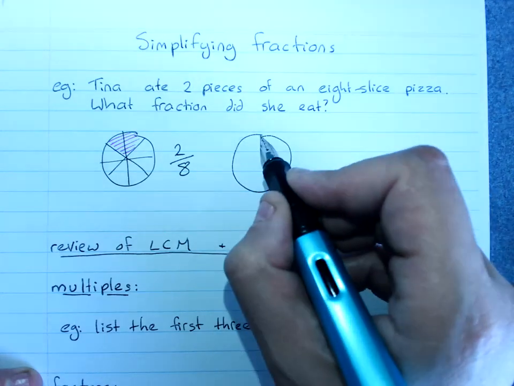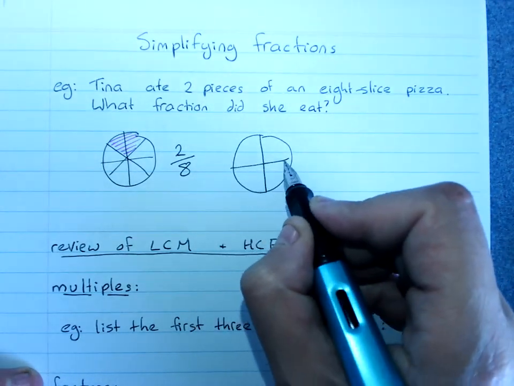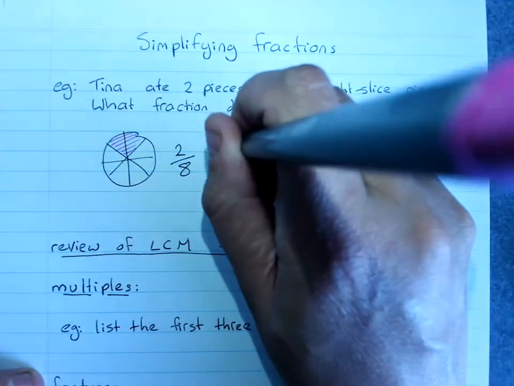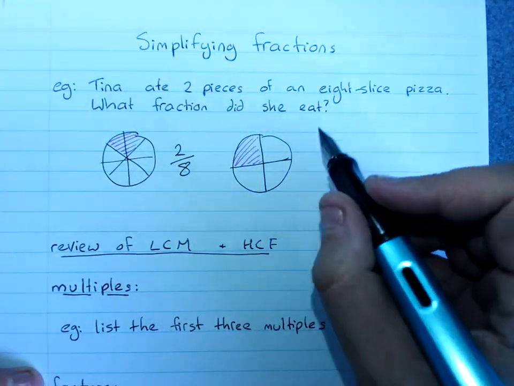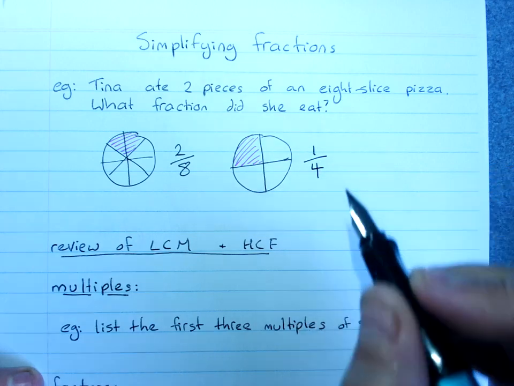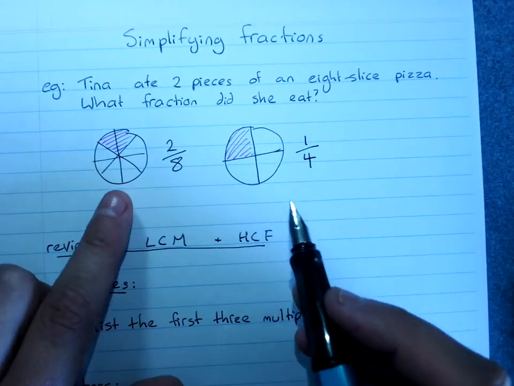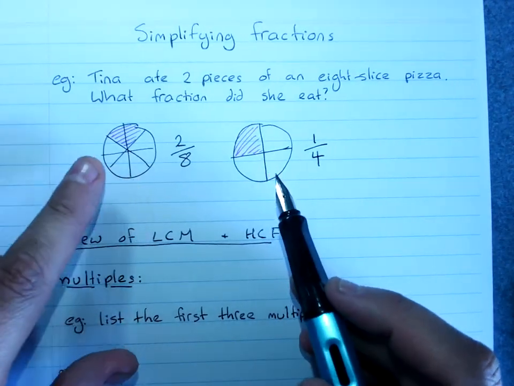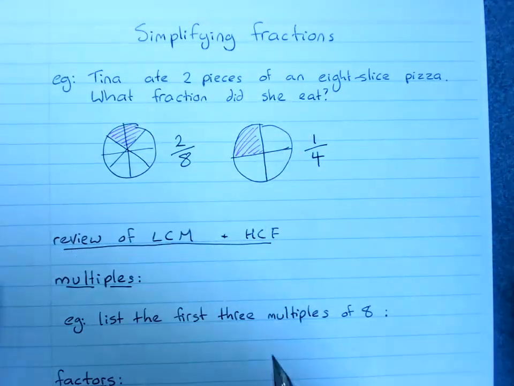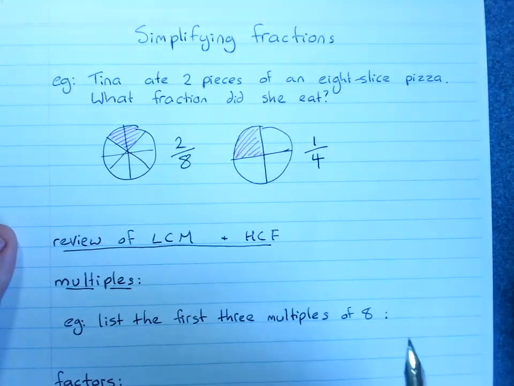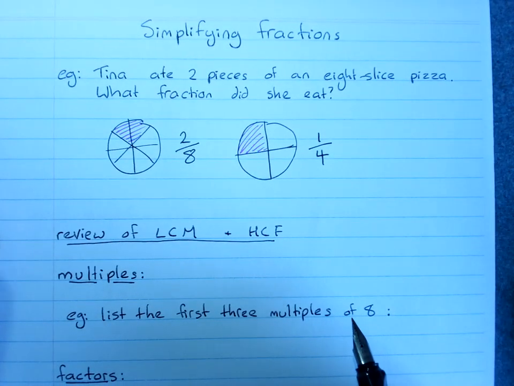But if we'd only cut the pizza up into 4 slices and she'd eaten the same amount, she's only eaten 1 slice out of 4. But they are exactly the same amount that she's consumed. 2 over 8 is the same as 1 over 4. It's just that 1 over 4 is simplified. That means it's been written with the smallest possible whole numbers.